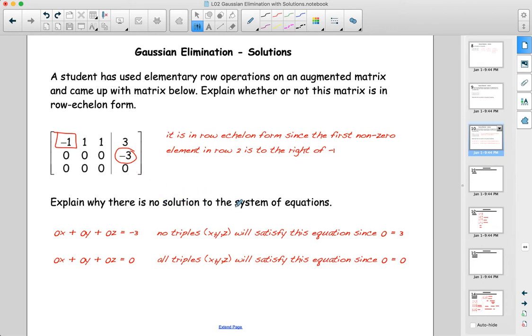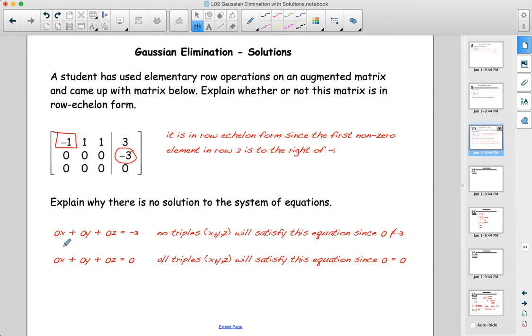Now, why is there no solution to this system of equations? So this row is telling us that 0x plus 0y plus 0z is negative 3. And of course, there are no triplets x, y, and z that would satisfy that. Any x and y and z we pick and substitute into the left-hand side is going to give us 0. 0 times a number plus 0 times a number plus 0 times a number is 0. And 0 would not be equal to negative 3. Maybe I'll put a not through that. So 0 is not equal to negative 3. So there won't be any solutions.